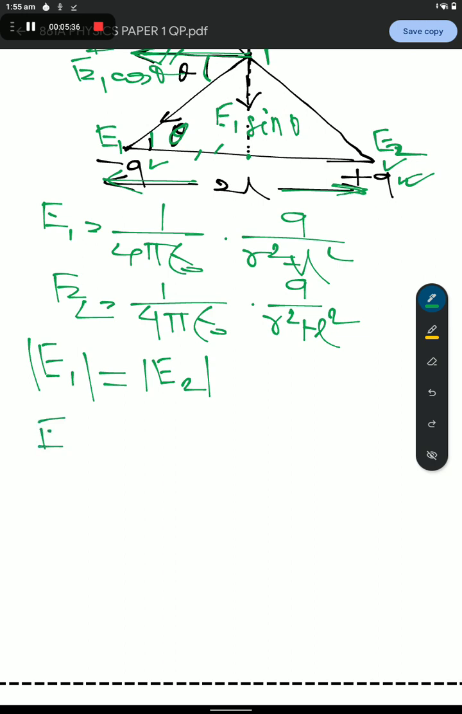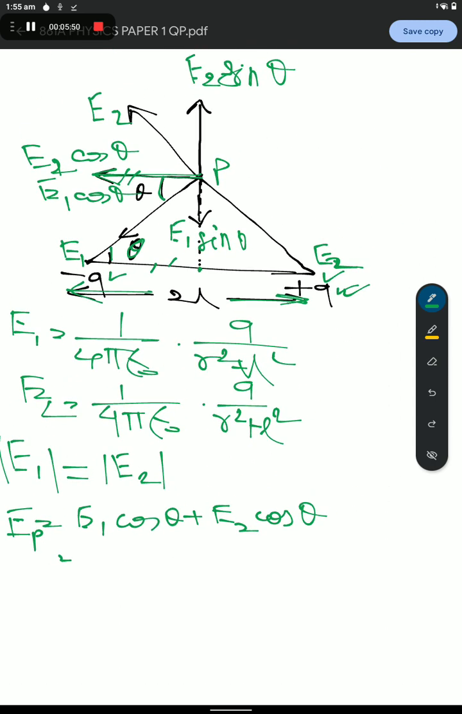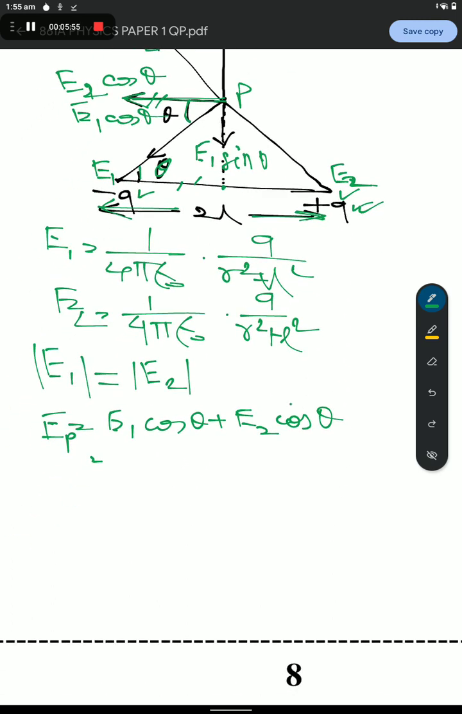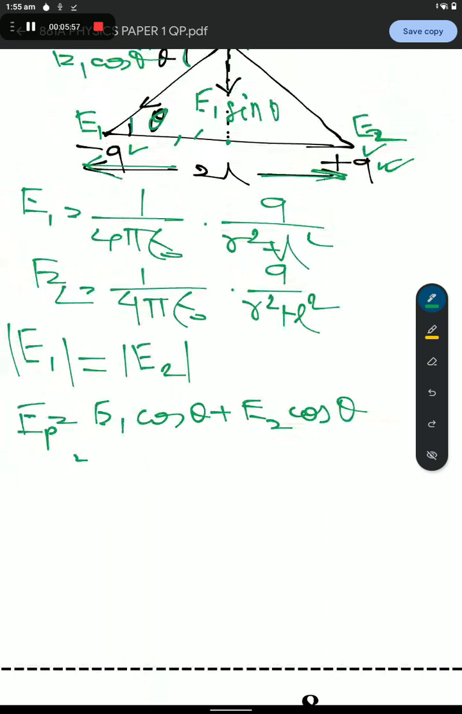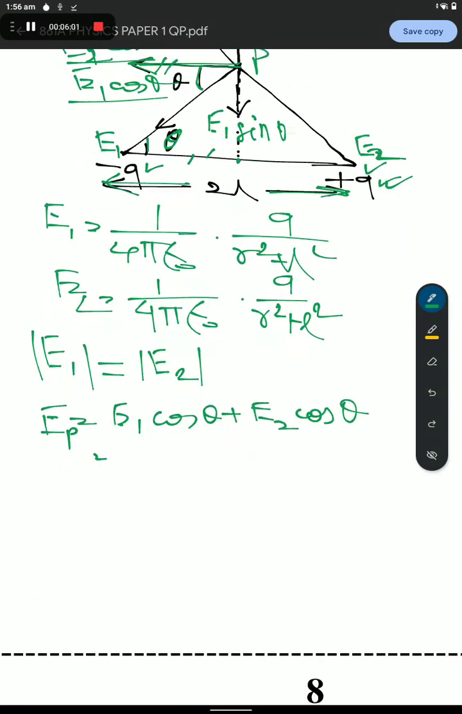So you can very well write that the E total, the total electric field at P, would basically be E1 cos theta plus E2 cos theta. And also remember that this E1 sin theta and E2 sin theta, the sine components, cancel each other, because they are opposite in direction. But these two, E1 cos theta and E2 cos theta, they add up.